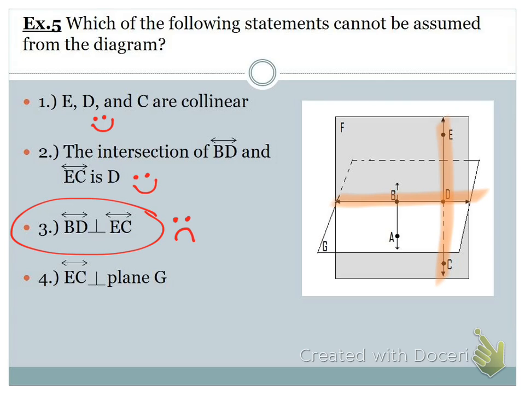Can we assume that line EC is perpendicular to plane G? No. Once again, they did not give us any what? Right angle boxes. They don't give you right angle boxes. You cannot assume it. So that one's another big frowny face. Can't assume it.